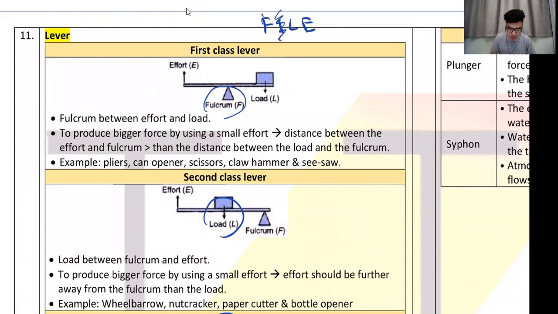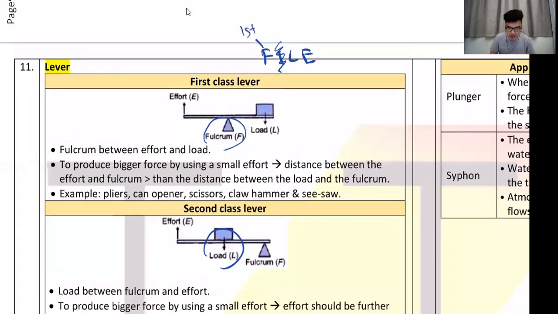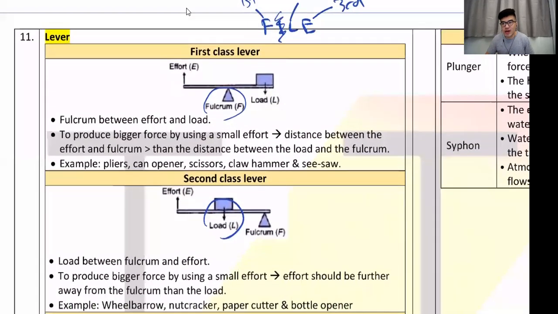So if the fulcrum is in the middle, it is first class. Load in the middle, second class. Effort in the middle is third class. Okay, so remember it's fulcrum. Load is your beban. E, effort, is the part where you are using your force. So, and you need to know their examples.